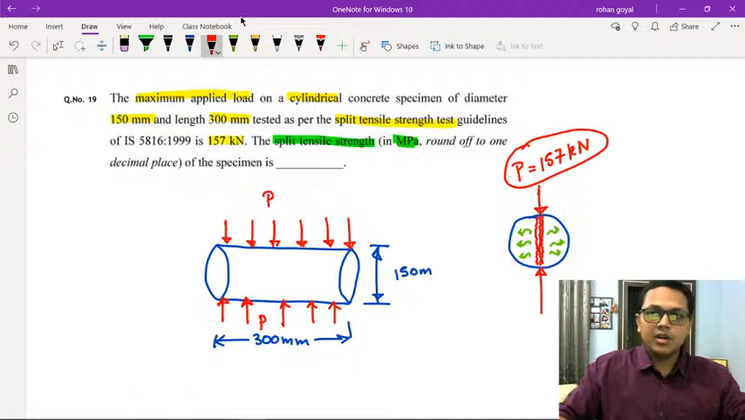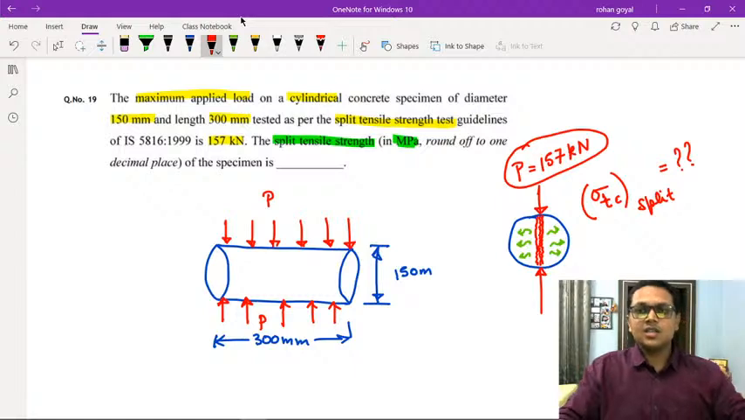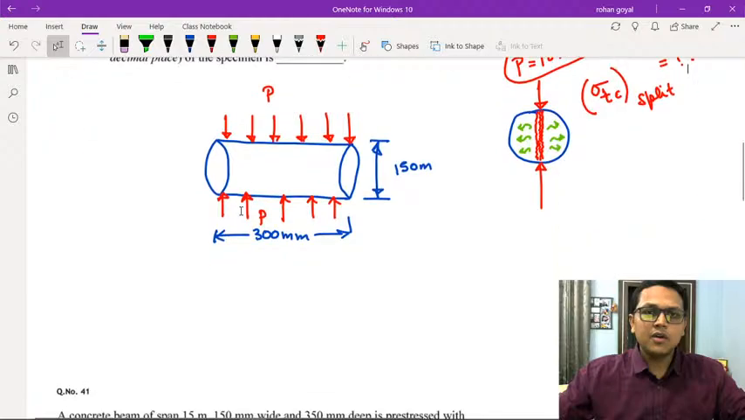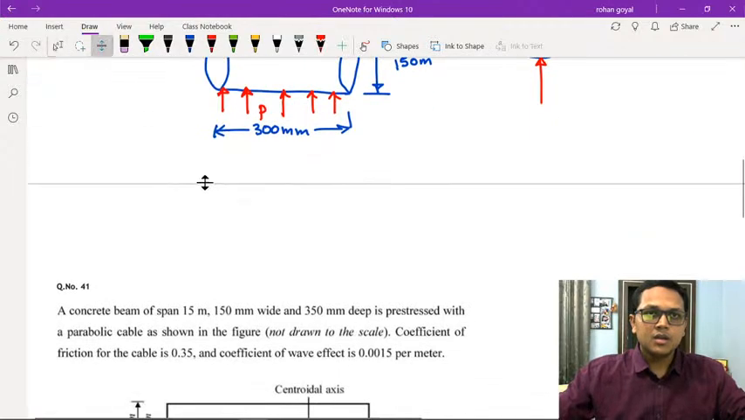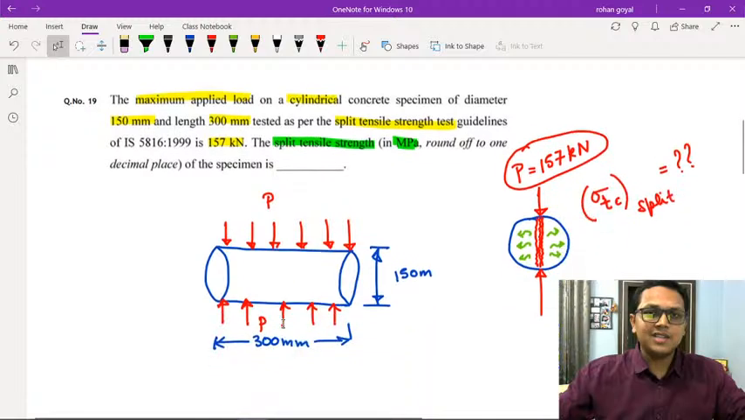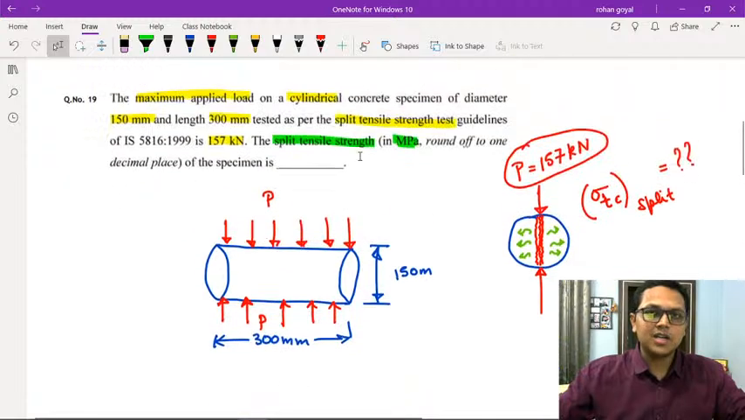And it is asked what is the split tensile strength, represented by sigma Tc, the tensile strength of concrete in a split cylinder strength test. What is the split tensile strength of the specimen? Now, using the theory of elasticity, the formula that gives the split tensile strength of the specimen subjected to the split tensile strength test.